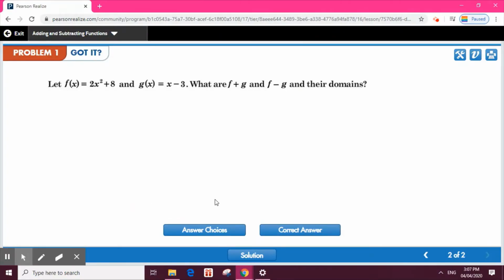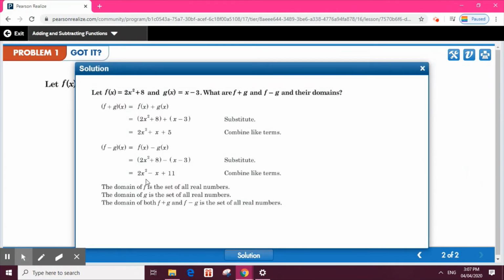Time's up. The answer is 2x squared plus x plus 5. First, we need to find f plus g. So f plus g of x is equal to f of x plus g of x. Then substitute. F of x is 2x squared plus 8. G of x is x minus 3. So we have 2x squared plus 8 plus x minus 3. Next, combine like terms. So we have 2x squared plus x plus 5.